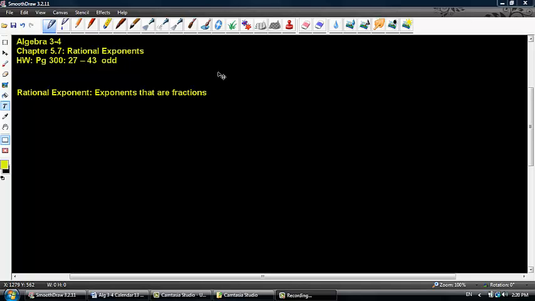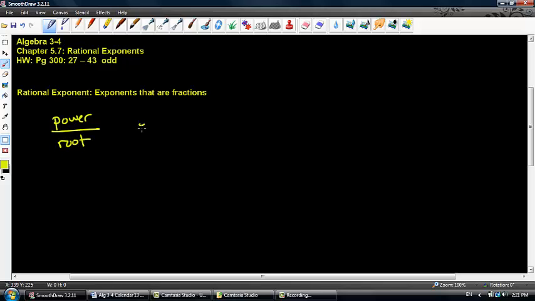Alright, chapter 5-7 is actually pretty short. We're dealing with rational exponents, and basically all you need to really know is that a rational exponent is an exponent that is a fraction. And here's how it's going to be set up. A fractional exponent is determined this way. It is always the power over the root of the number.